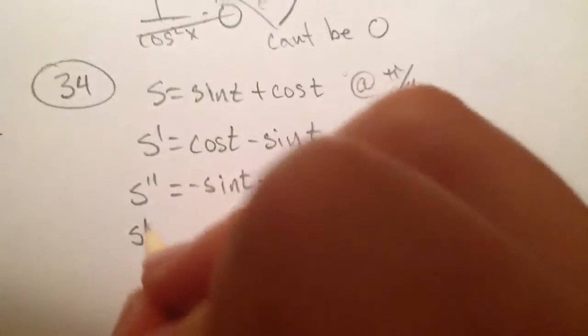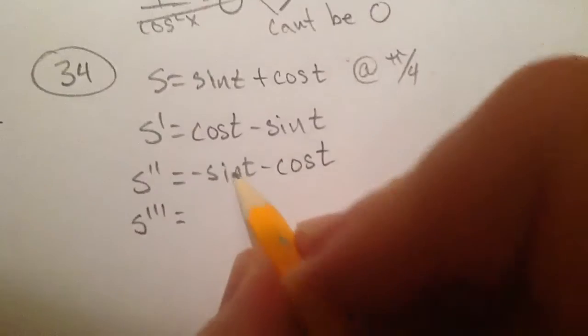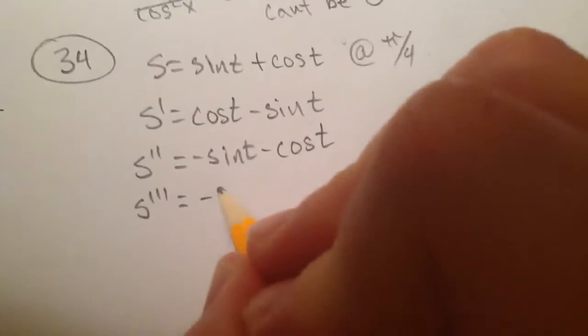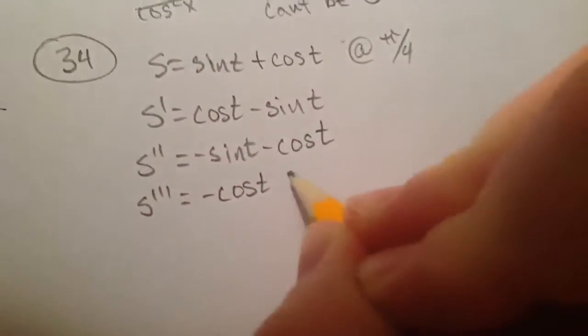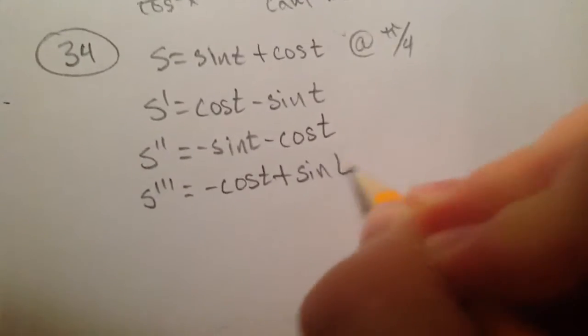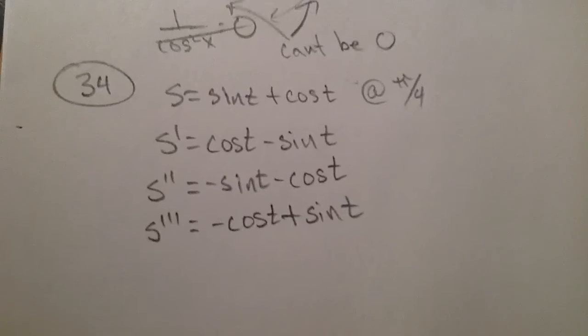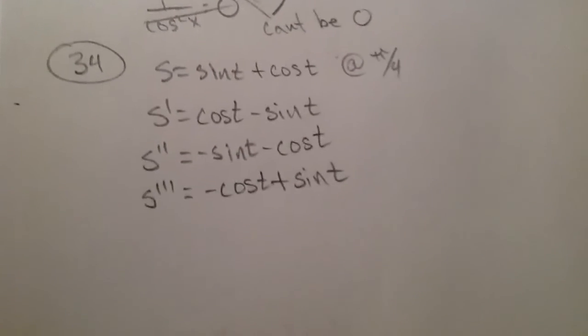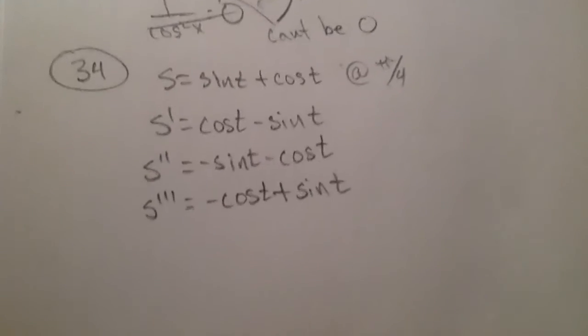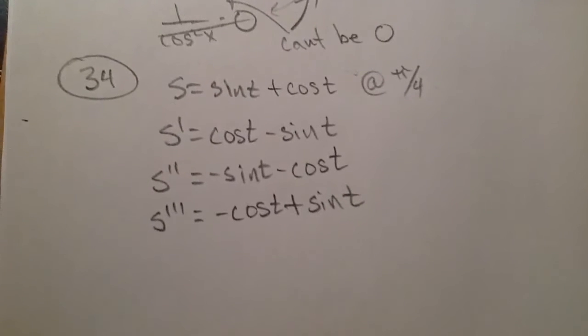And then the jerk would be the third derivative. The derivative of sine is cosine. Derivative of cosine is negative sine, so that's going to become positive. There we go. So there's all of the equations. Now find them all at pi over 4. So we just plug in pi over 4 for t on all of them.